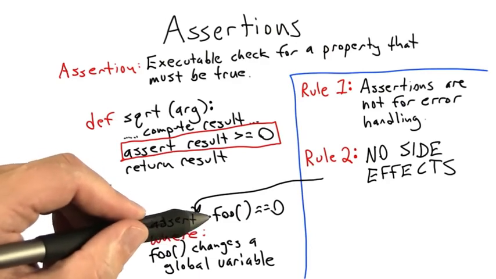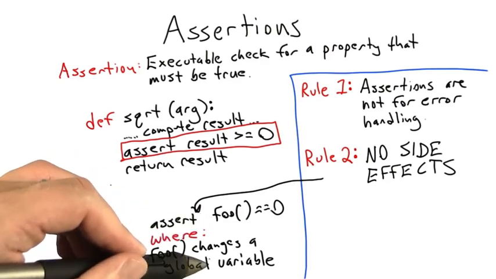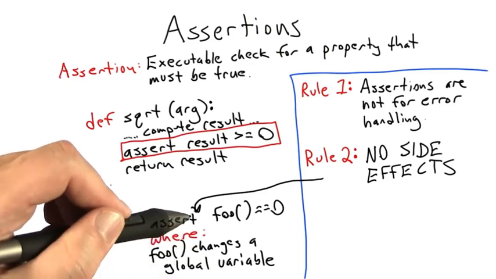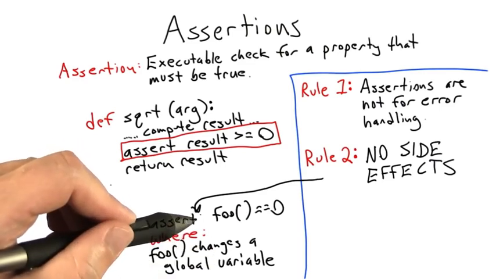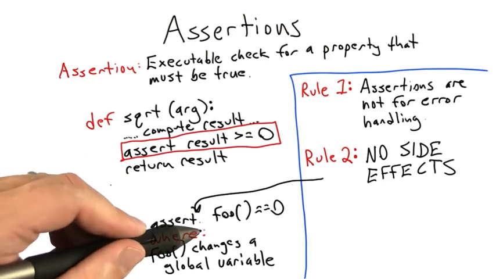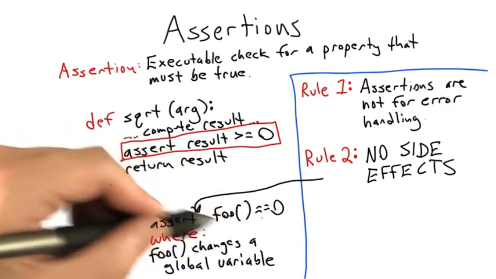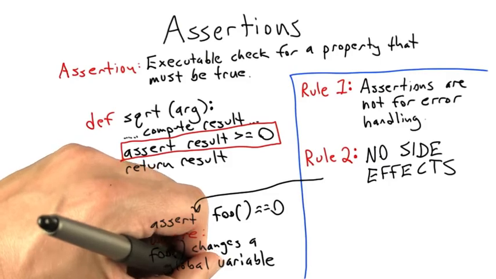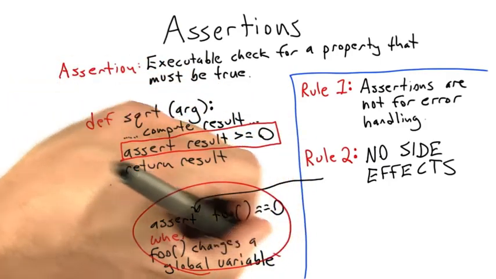But on the other hand, when we turn on optimizations and drop all of the asserts, then the program's going to stop working. And this makes the assertions worse than useless. This is almost the worst possible thing you can do with an assertion, is have an assertion in your code that changes the global state in some observable fashion. So we definitely don't want to do this.